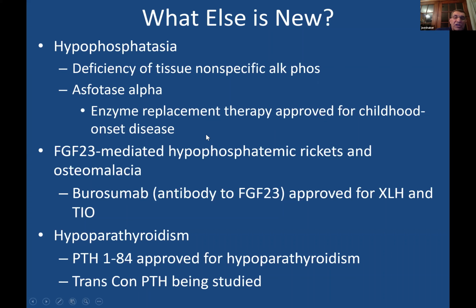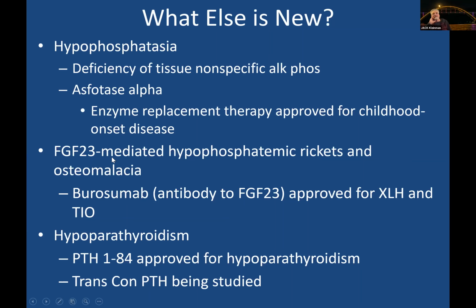This is life-saving in infants, life-changing in children. I think it also helps some of the adult patients with clear childhood onset disease. I have a couple of those on treatment. And not so sure about the people who are diagnosed in adulthood with minimal symptoms.